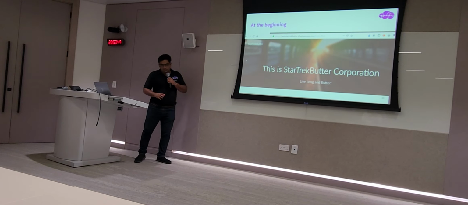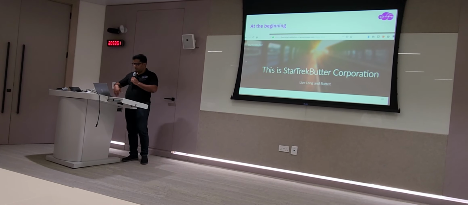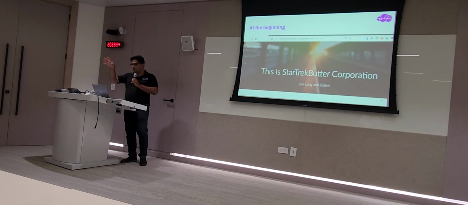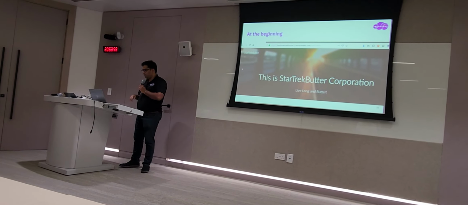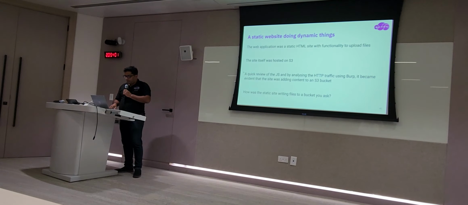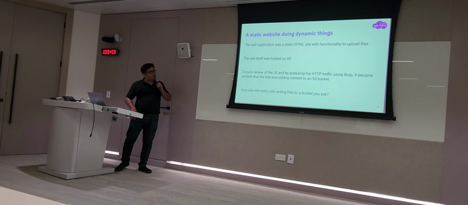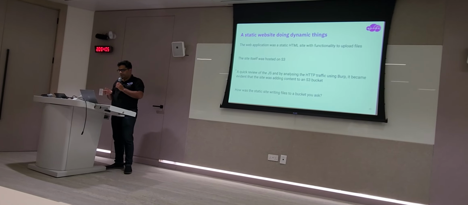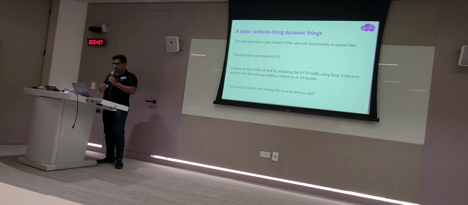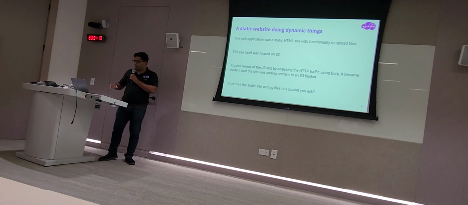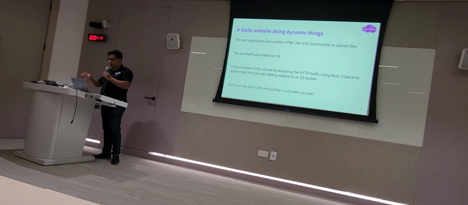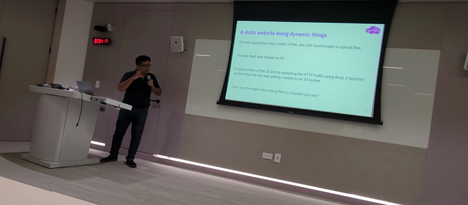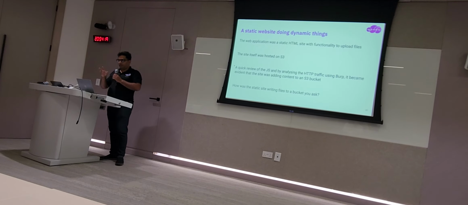At the beginning, there was this website, Star Trek Butter Corporation. There was a resume upload functionality basically on this. Ignore the URL. This is just to show that this was also hosted on an S3. The web application was a static HTML site with functionality to upload stuff. A quick review of the JS, and by analyzing HTTP traffic using Burp, we realized that the contents of whatever you were uploading was being written to an S3 bucket. How was the static site dynamically writing files to a server-side object?